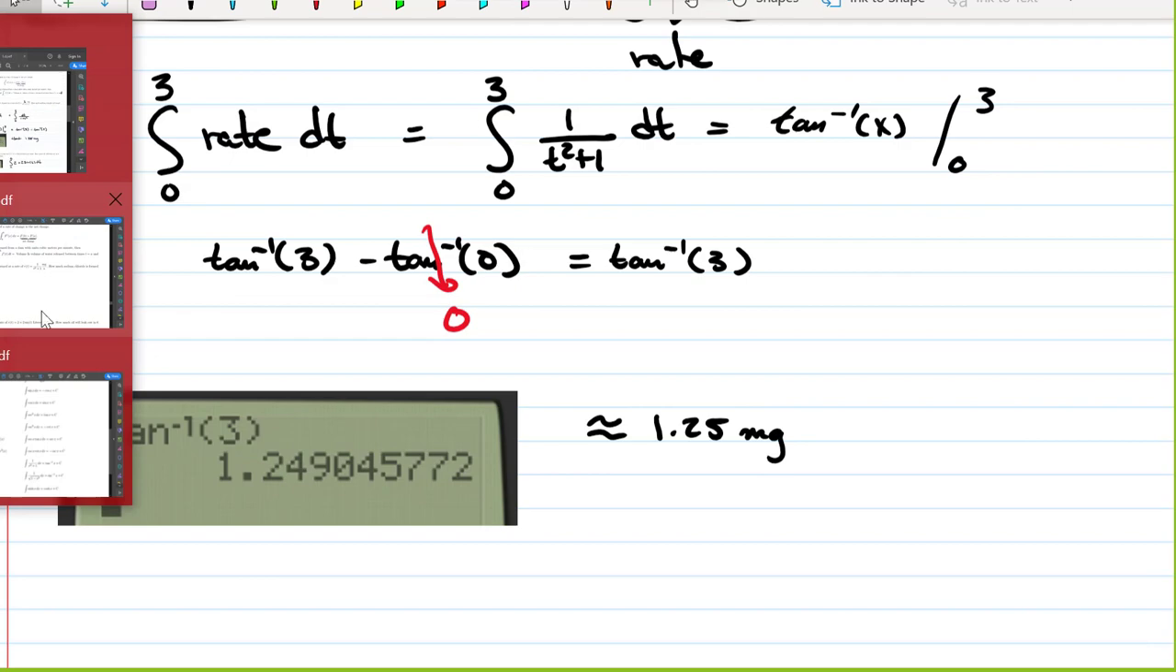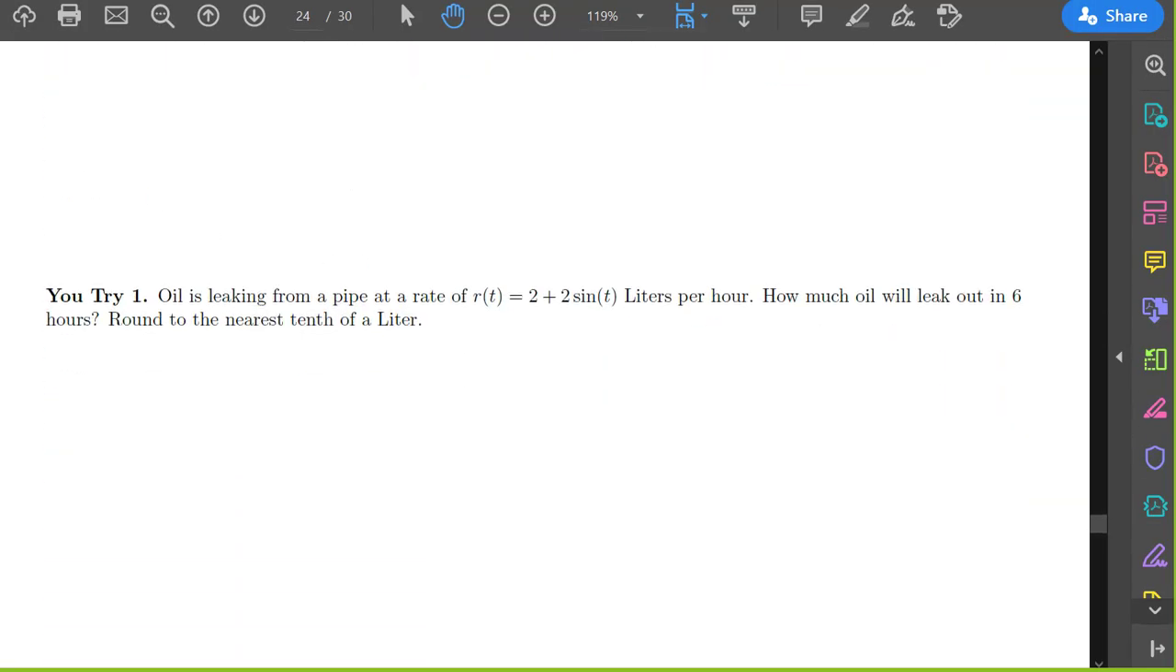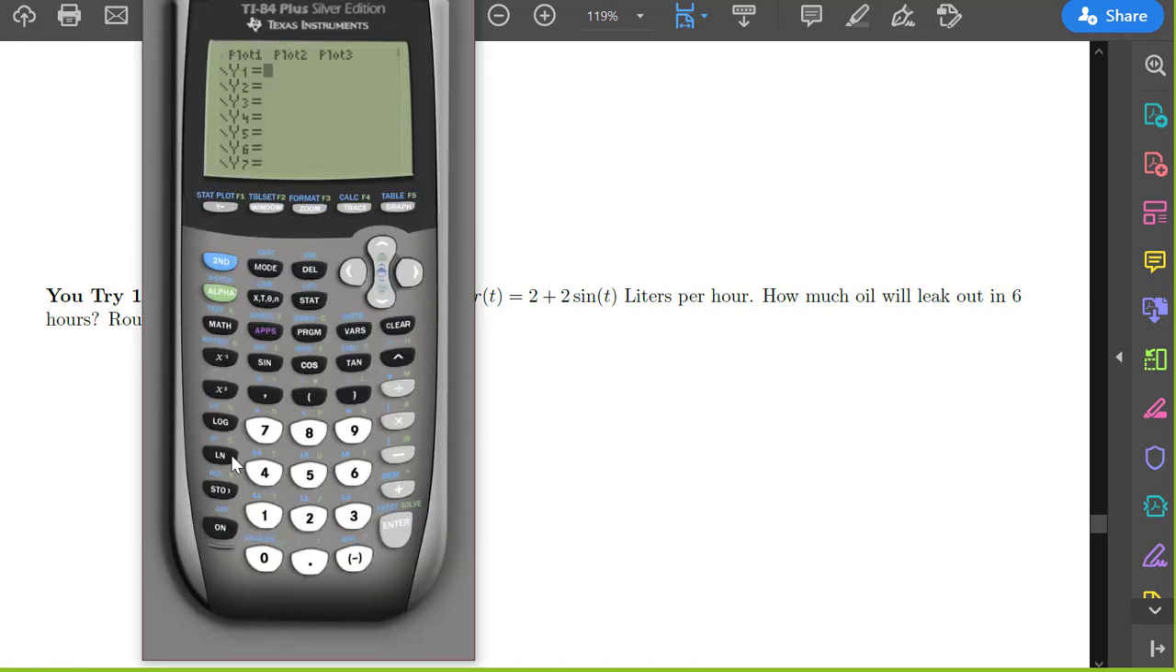All right, so the next one I believe is for you guys. It is a you try. But before we do that, let's go ahead and graph 1 over x squared plus 1. And let's change our window. So let's make our x min 0, and let's make our x max 3. And then let's scale it in 0.2s. Let's make our y min 0, we'll make our y max 1, and let's go ahead and scale this in 0.2s as well.